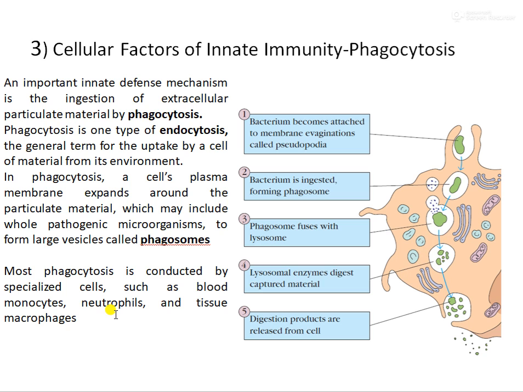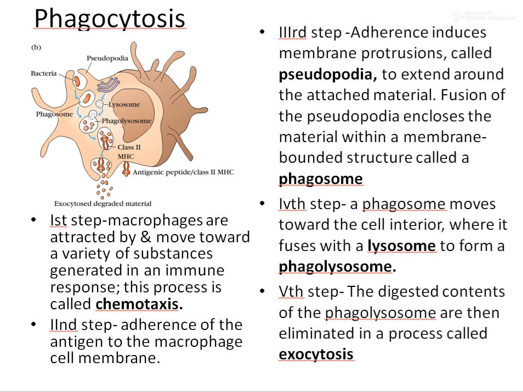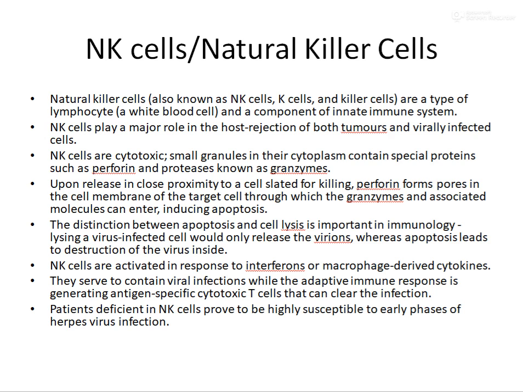So the cellular factors of the innate immune system contribute towards the process of phagocytosis, as we have already explained. In addition to this, we also have the NK cells, which we had not mentioned earlier. The NK cells are also a part of lymphocytes. They are a type of WBC, and they are a component of the innate immune system. They play a major role in the host rejection of both tumors as well as virus-infected cells.